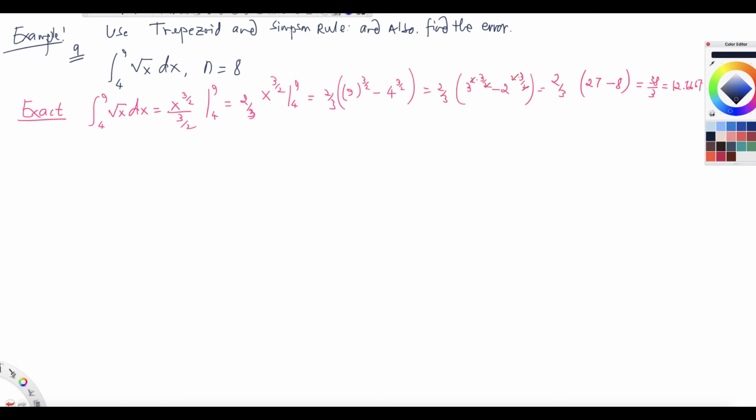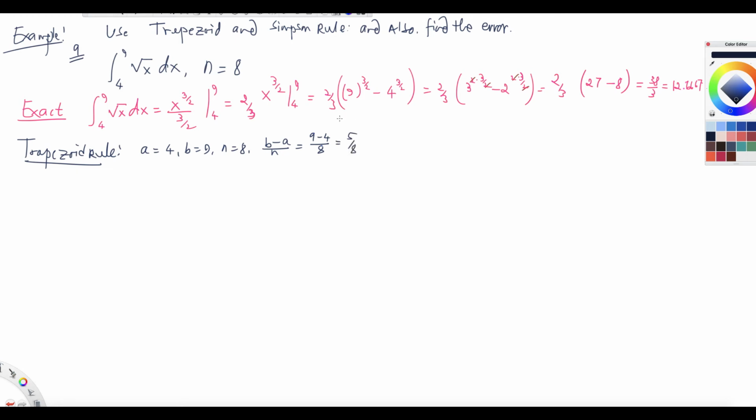Let me use the trapezoid rule. For the trapezoid rule and Simpson rule, we need to find b minus a over n. So what is a? a is 4, b is 9, n is 8. So what is b minus a over n? That is 9 minus 4 over 8, which is 5 over 8.